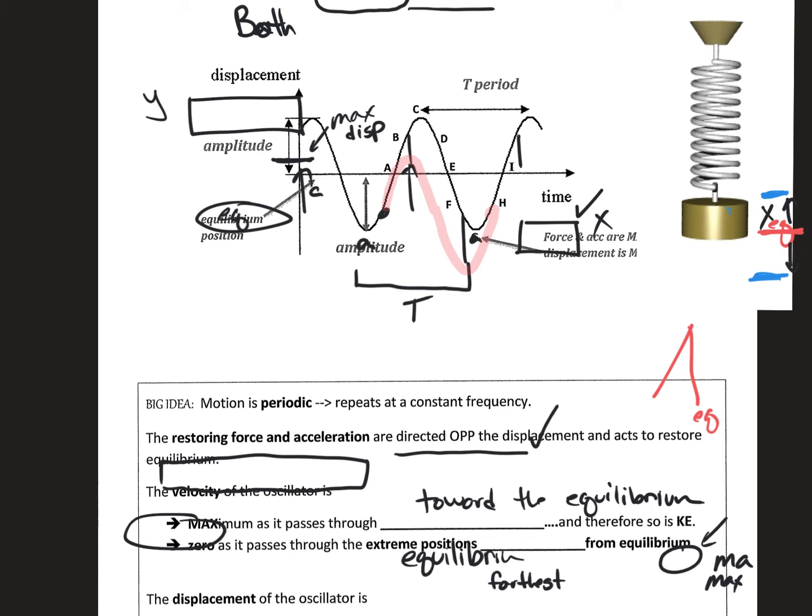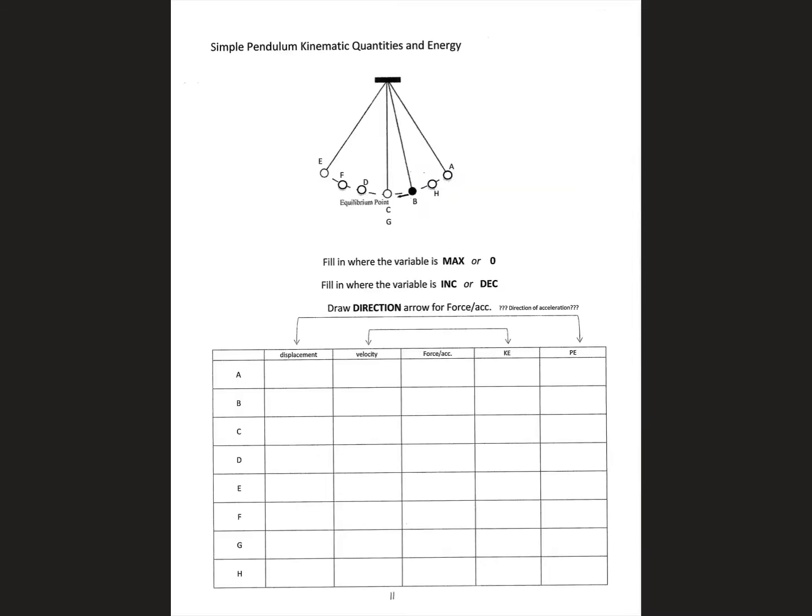The maximum or extreme position for your displacement is when you're farthest from the equilibrium, and so you have a lot of potential energy on the far extremes. And you'll have zero displacement and zero potential energy when you go through the equilibrium. So now we're going to make a table that summarizes that. Let's open this up a little bit.